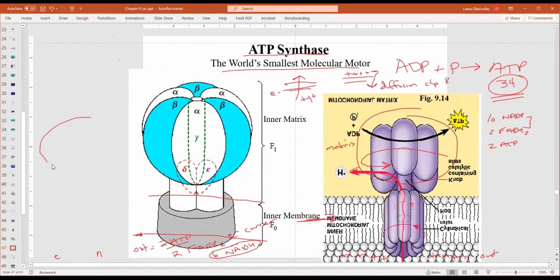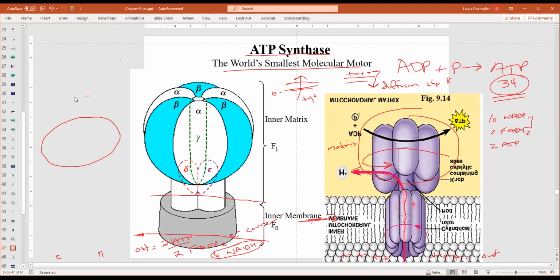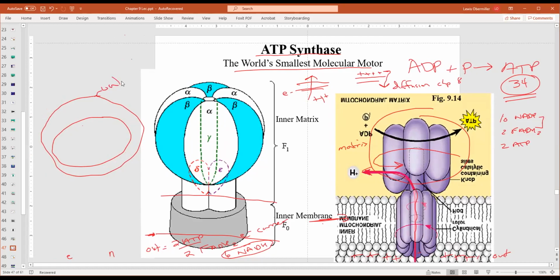Okay, so we have our mitochondria. It's a double membrane. So it's got the outer membrane and the inner membrane. And so we're talking about this space here. This inner membrane is a phospholipid bilayer. And this is where the electron transport chain is. And then ATP synthase is sitting in this membrane too. So this is F0 in the membrane.